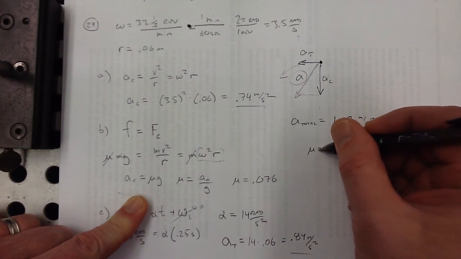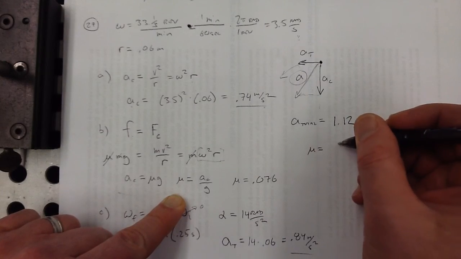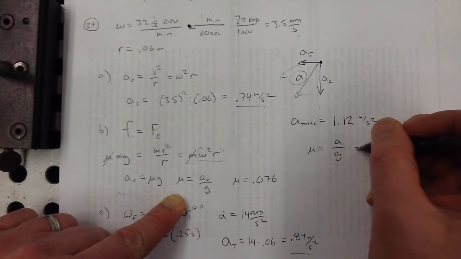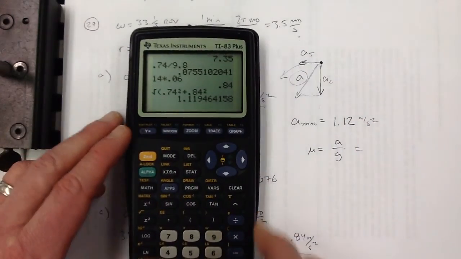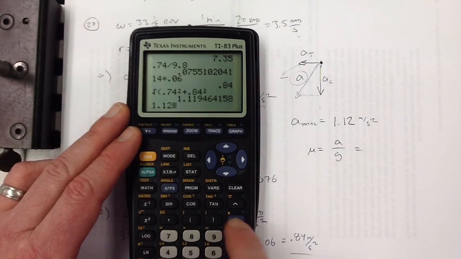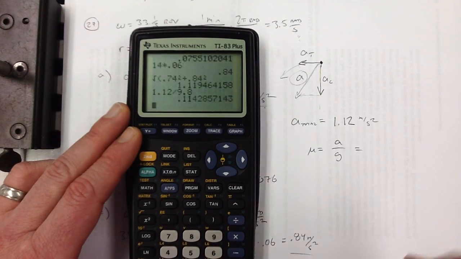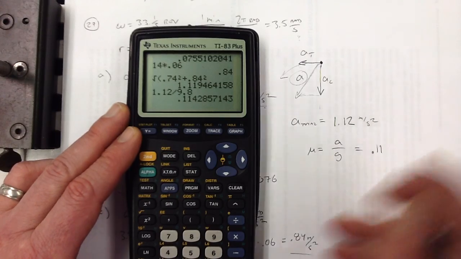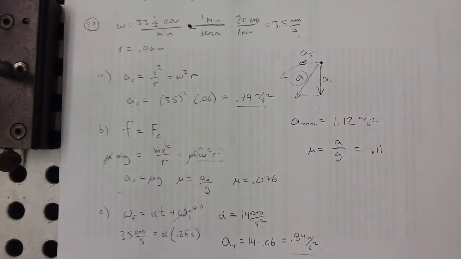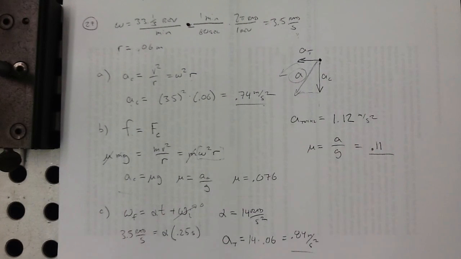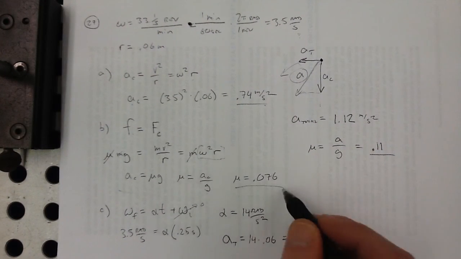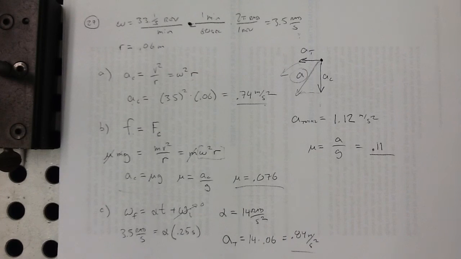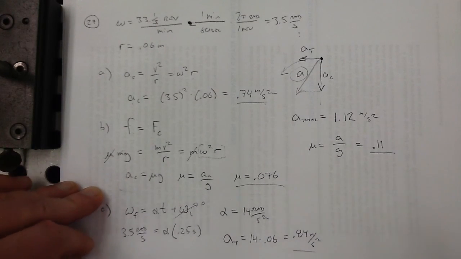So it's going to be the same thing. My coefficient of friction will be 1.12 divided by 9.8. So now it has to be that 0.11. So it has to have a greater coefficient of friction. That makes sense, right? If it's accelerating up to speed, you're going to have more friction to make that acceleration possible. All right, that's a good problem.